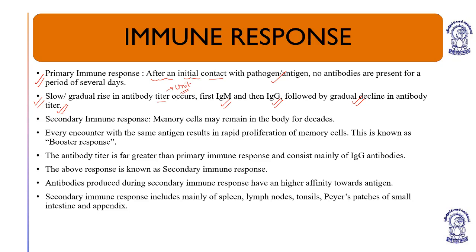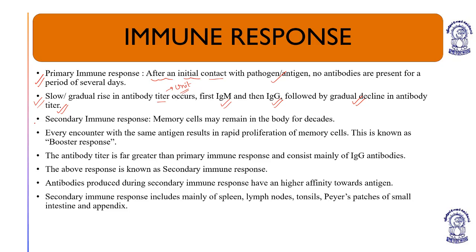So it is like this. The primary immune response says what? The antigen enters the body. The body does not know that antigen, so it is not capable enough to produce antibodies. So there is a lag of many days in which the body tries to adapt and isolate the antigen, and after that the antibodies start to appear, in which IgM is followed by IgG, and then a gradual decrement is seen in antibody concentration or titer.